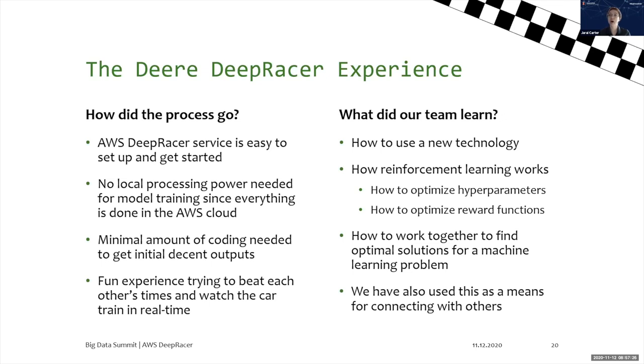And then also learning how to work together to find these optimal solutions for machine learning problems. So, as data scientists, we're not developing models by ourselves, talking to no one, and then it gets deployed. That's not how it works. We're all in a team. We're all in this together, and we have to figure out what are the best solutions. And then we also use this as a means to connect with others, both inside the company who weren't as familiar with this, or those outside of the company at events like this. And it makes for a really good talking point around machine learning.